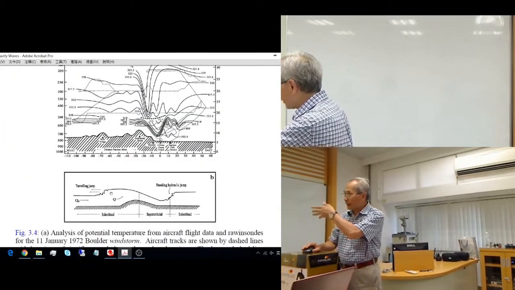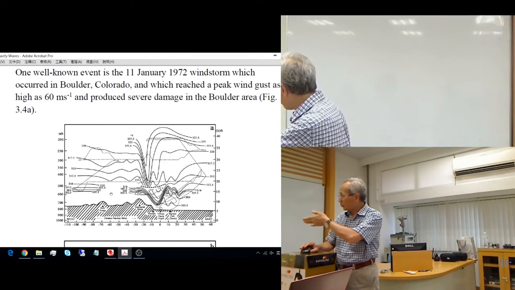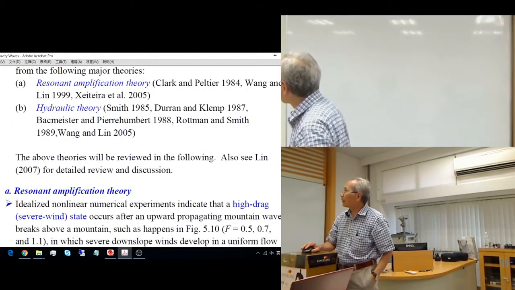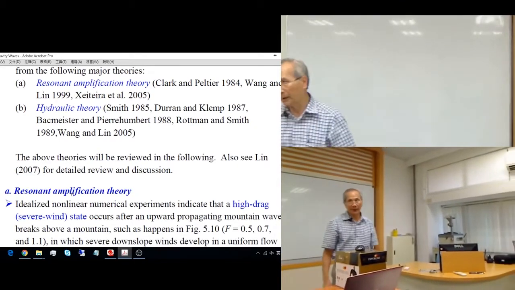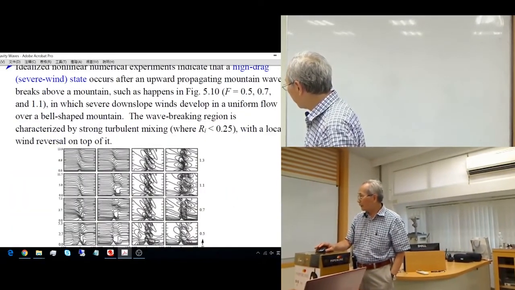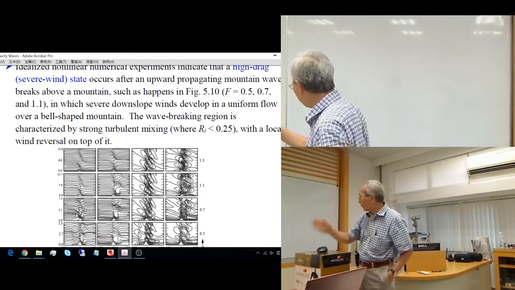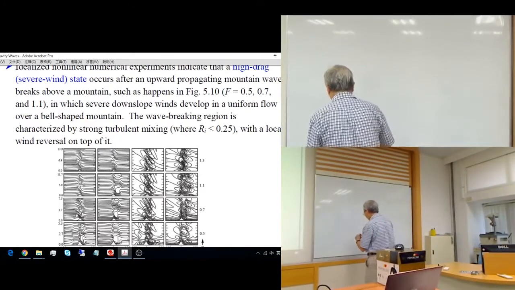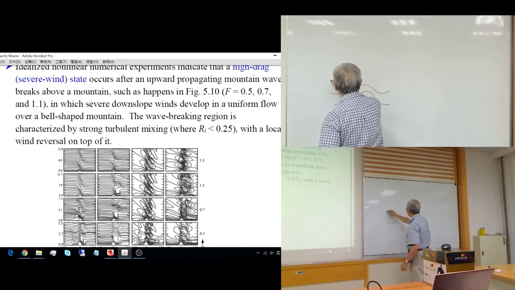Okay, and then we talk about the hydraulic jump. We're talking about the severe downslope wind here. And there are 2 major theories. One is the resonant amplification theory. In this case, the key thing is we have the overturning of the interior flow. So then you overturn it, so we are overturning here.